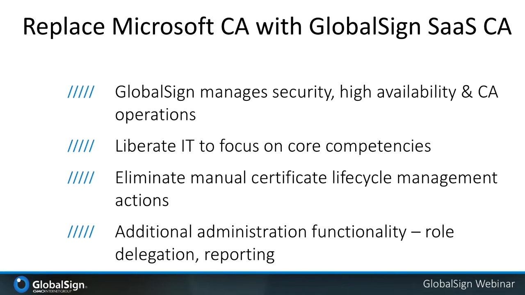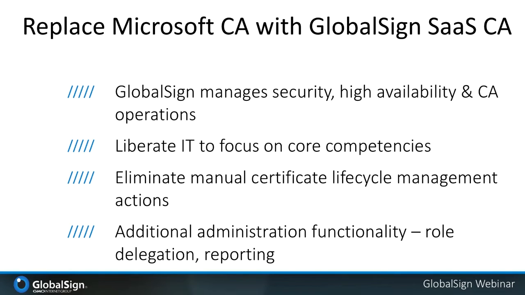Now, the second and major benefit here is you can outsource your CA services to a trusted third party, the keyword being trusted. GlobalSign manages the security, high availability, CA operations, CRL, and revocation services, ensuring that you meet your SLAs and your compliance requirements. We can help you liberate your IT to focus on core competencies rather than cryptography and certificate management.